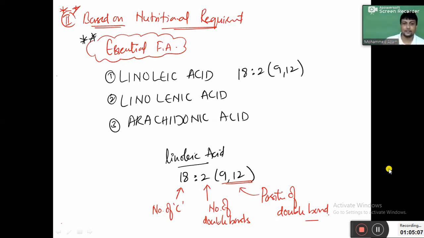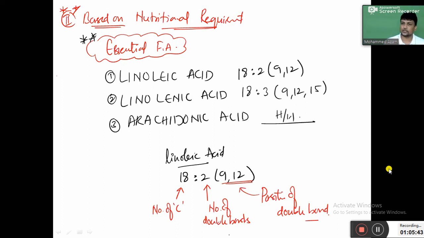Next one, sir. Similarly, what about linolenic acid? Linolenic acid will be 18:3, and that will be 9 comma 12 comma 15. And I'll do the same thing as I usually do in my classes: you also do a little bit of hard work. I'll give you arachidonic acid as homework, you also find out. So linoleic acid will be 18:2, 9 comma 12. Linolenic acid will be 18:3, 9 comma 12 comma 15, and then finally arachidonic acid.